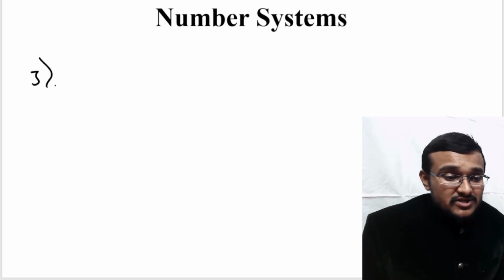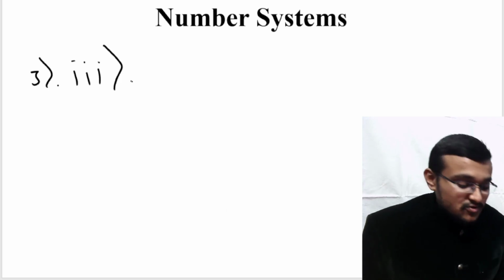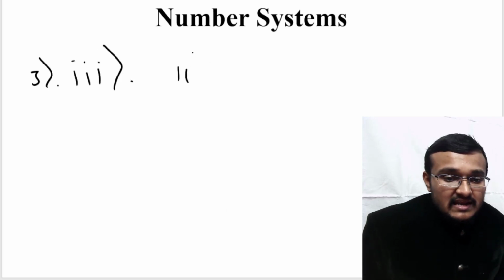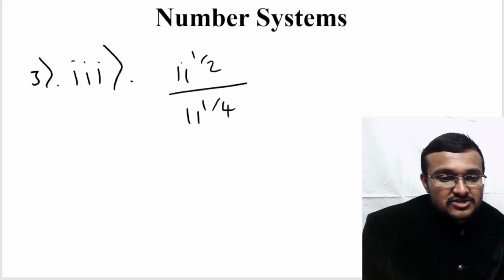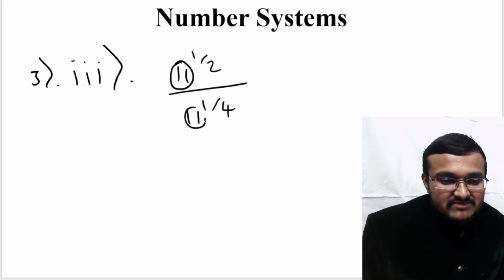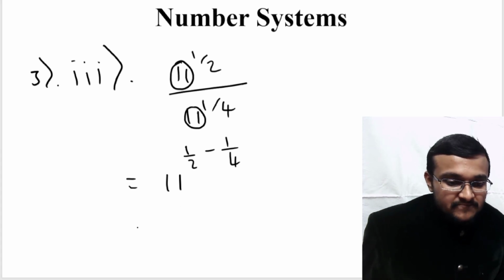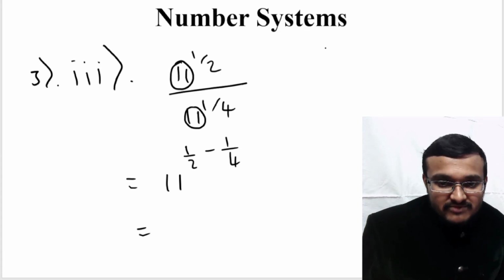Now let us look into the third question in this particular third question. Here they have given 11 power 1 by 2 divided by 11 power 1 by 4. So here you can see the base is the same, that is 11. So when the bases are the same in the division, you can directly subtract 1 by 2 minus 1 by 4. So 11 power 1 by 2 minus 1 by 4 is there.